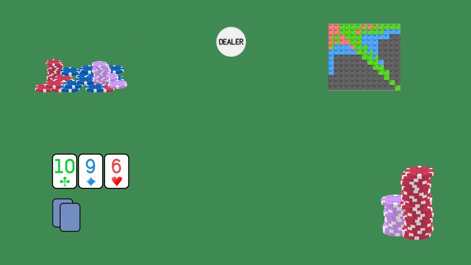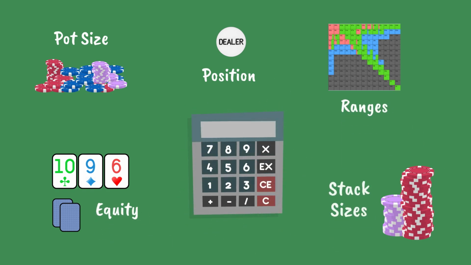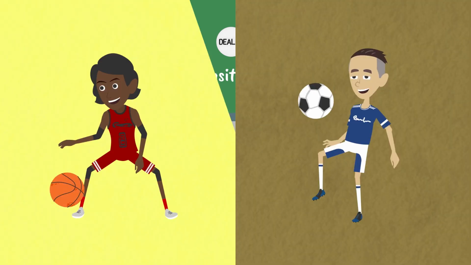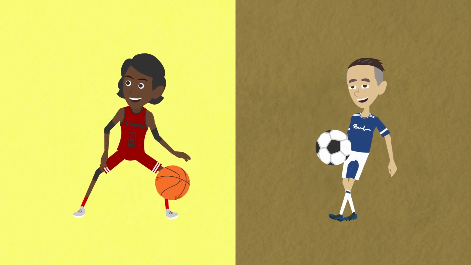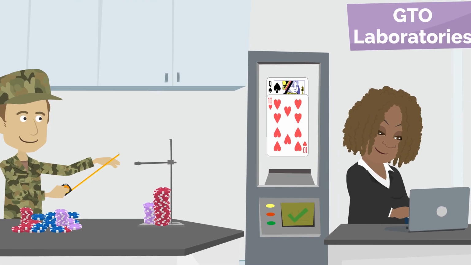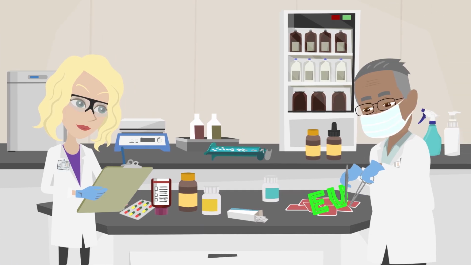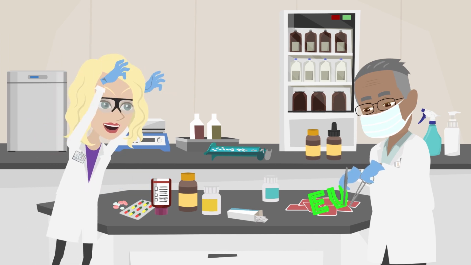Poker is a game where everything can be defined mathematically in a much more clear and convenient fashion than, say, basketball or soccer. GTO, or Game Theory Optimal, refers to a theoretically perfect strategy, one in which we are guaranteed to capture at least our fair share of EV from every hand we play, no matter what our opponents do.